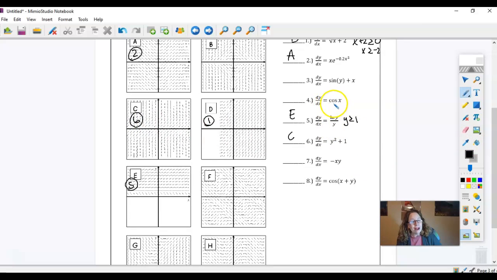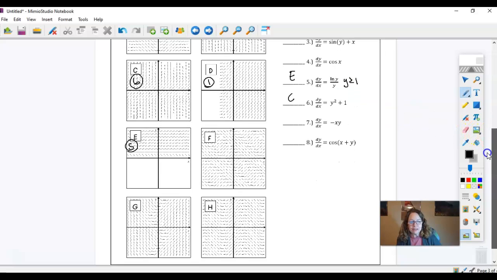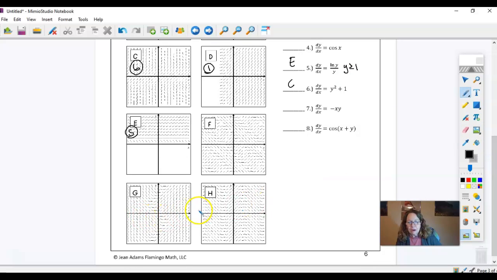Okay, the cosine graph. This is one where only the x's are changing and not the y's. So as I'm going left to right, I guess we actually had 2 of these. We had A as well as H. Can you see that this kind of looks like a sine curve? If you take the derivative of cosine, that's equal to a negative sine. Yep, negative sine. So H and number 4 go together.